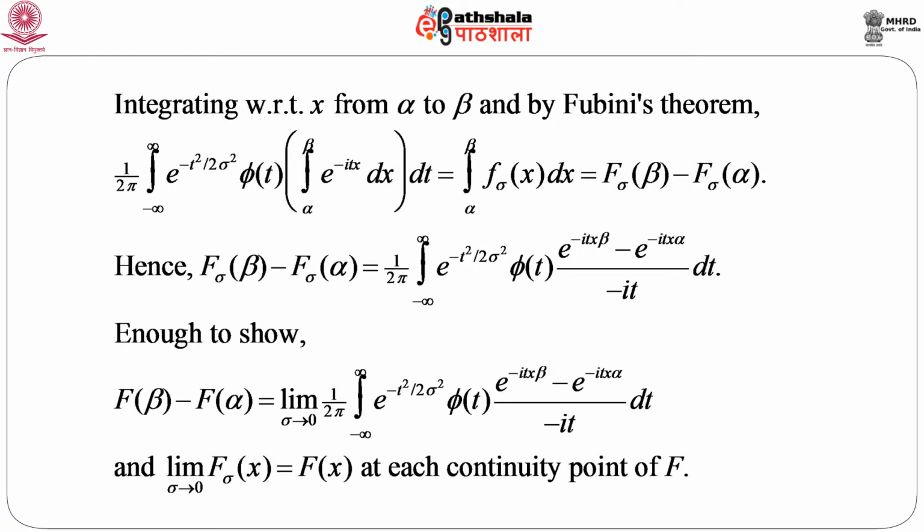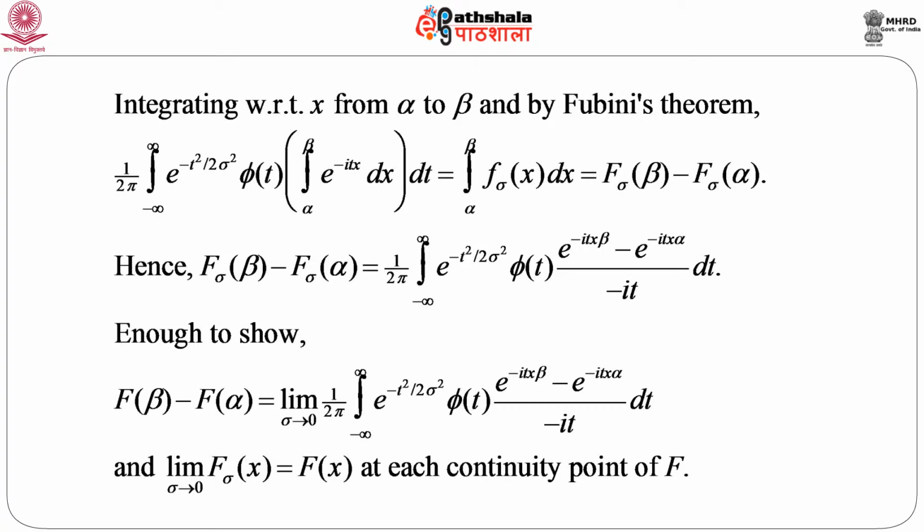So, what we get is capital F sigma beta minus capital F sigma alpha is just this entire integral, and if we evaluate this integral, we will get this expression. So, capital F sigma beta minus capital F sigma alpha equals 1 by 2 pi, integration from minus infinity to infinity, e to the power minus t square by 2 sigma square into phi t into e to the power minus i t beta minus e to the power minus i t alpha, by minus i t, dt.